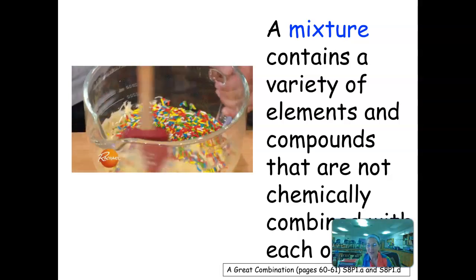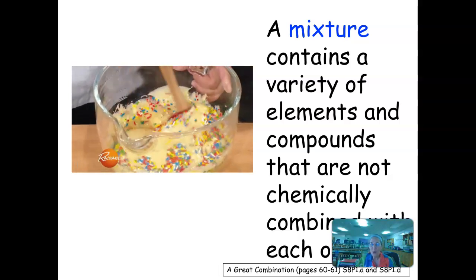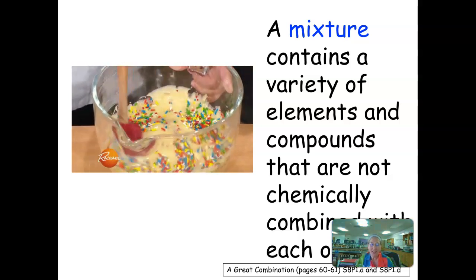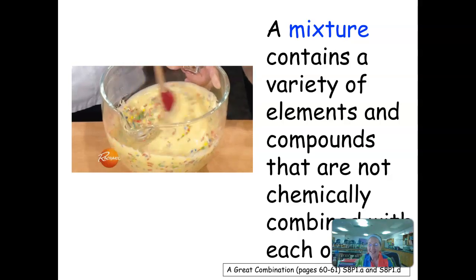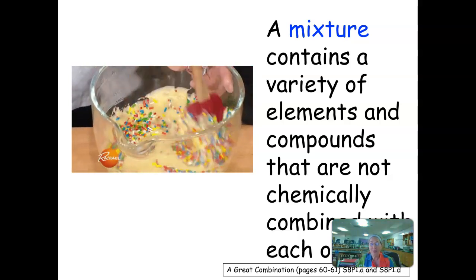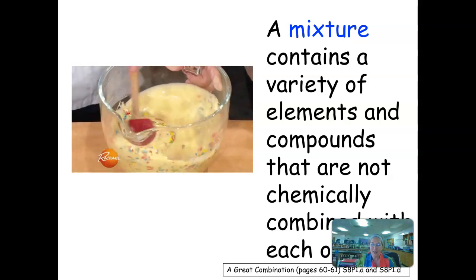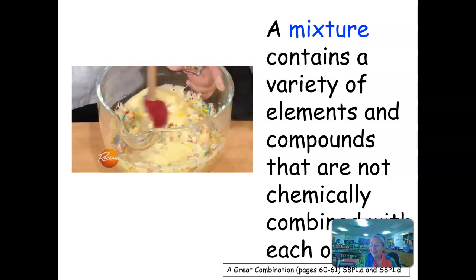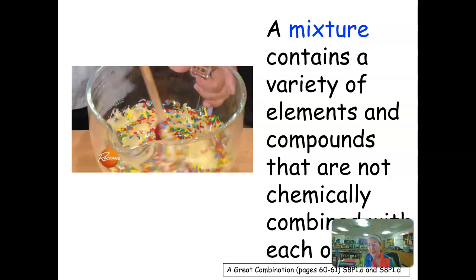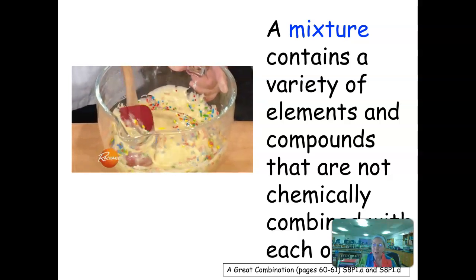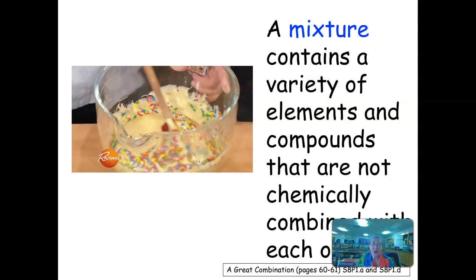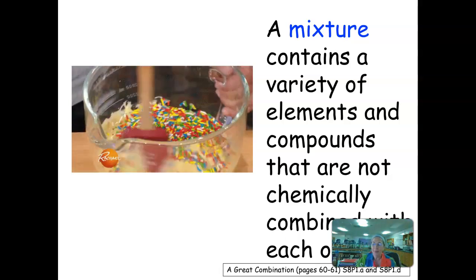In a mixture, there's no chemical combination. Here we have sprinkles and pudding, it looks like. We mix that up and we have pudding and sprinkles. They're not chemically combined, so we would call it heterogeneous. Eventually, of course, if we let the pudding sit, the sprinkles are going to melt, and that's a whole different story. But a mixture is things that are not chemically combined.